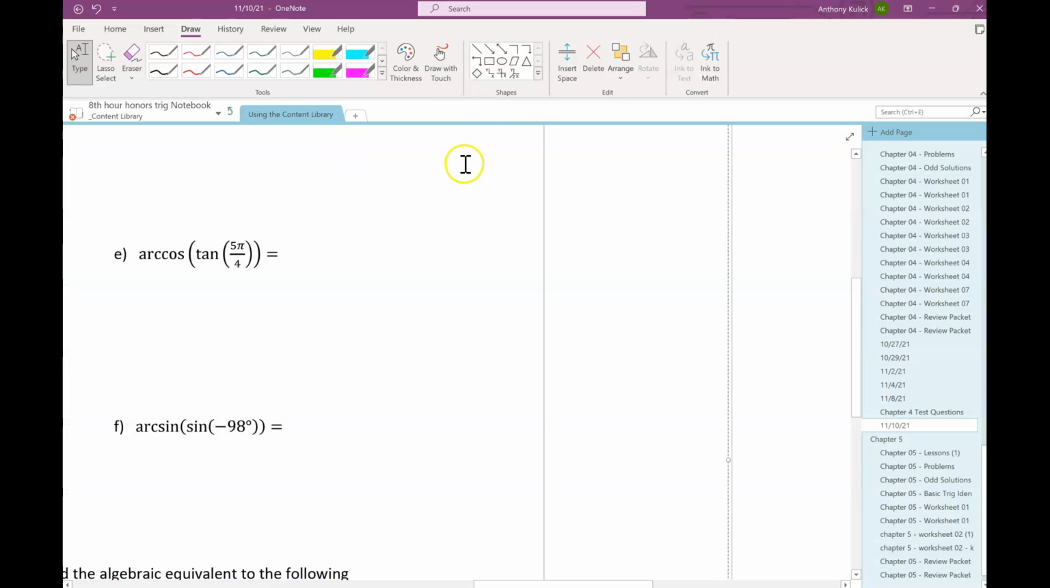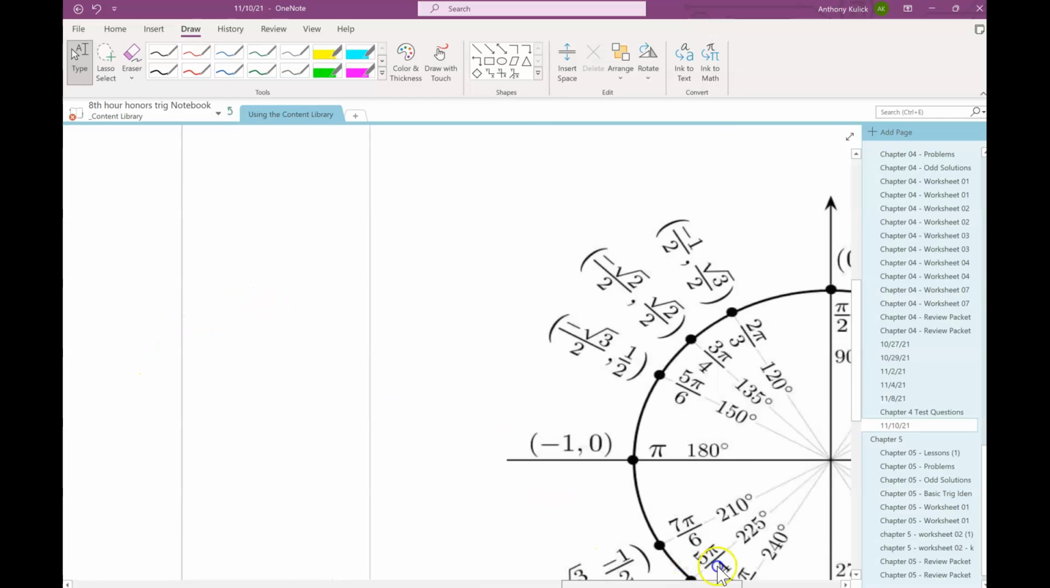Okay, we're going to work from the inside out. So I'm going to start by doing tan of 5 pi over 4. So I know that tangent is y over x. So I'm going to go to my unit circle and retrieve the x and y coordinates at 5 pi over 4.